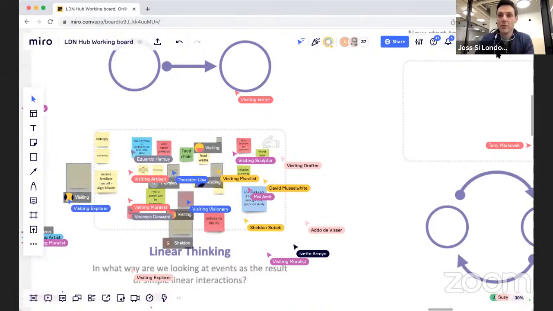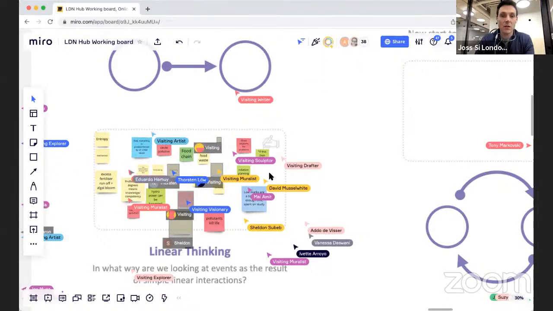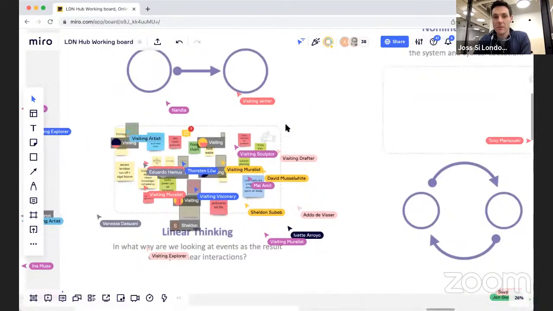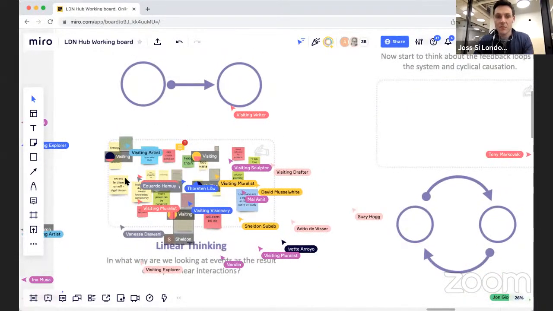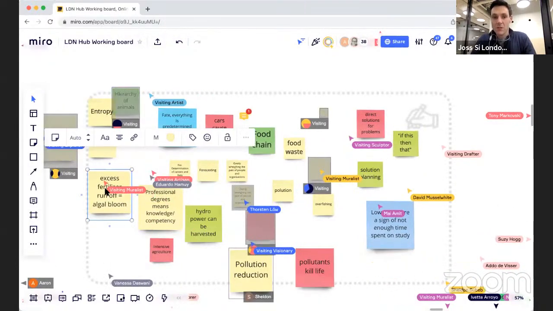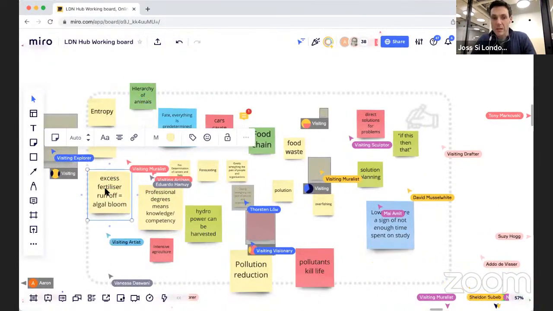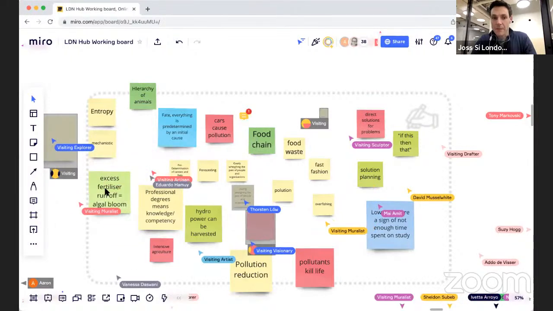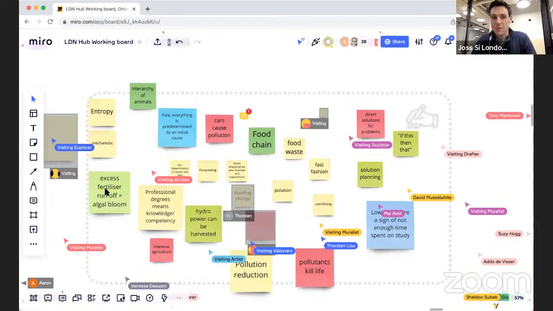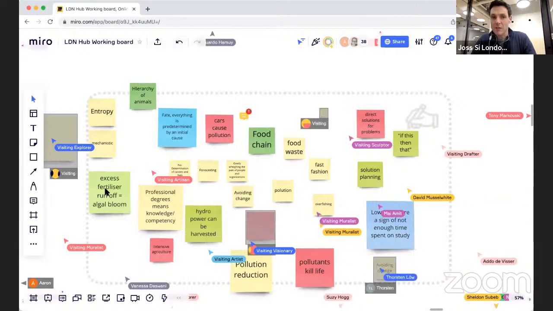Any questions or comments on this activity? Is it all making sense to everyone, what we're doing here, this linear way of looking at things in the context of ecosystems? So: excess fertility, runoff, algae blooms, hierarchy of animals.